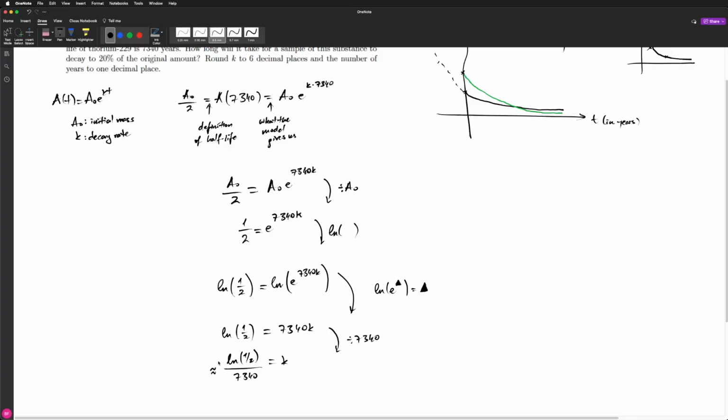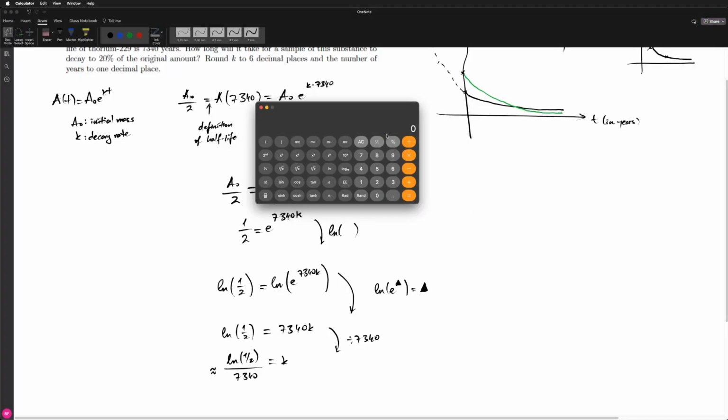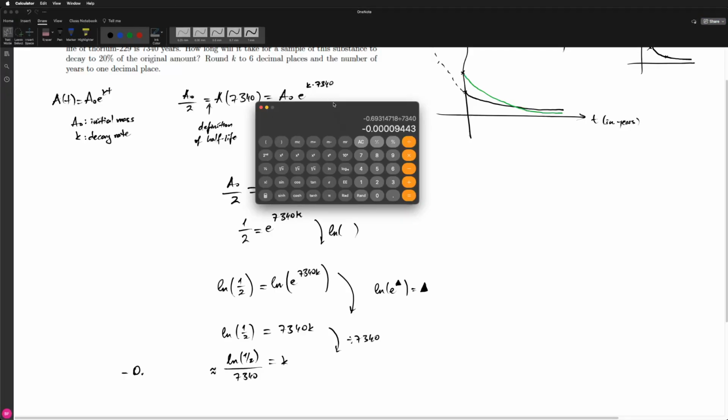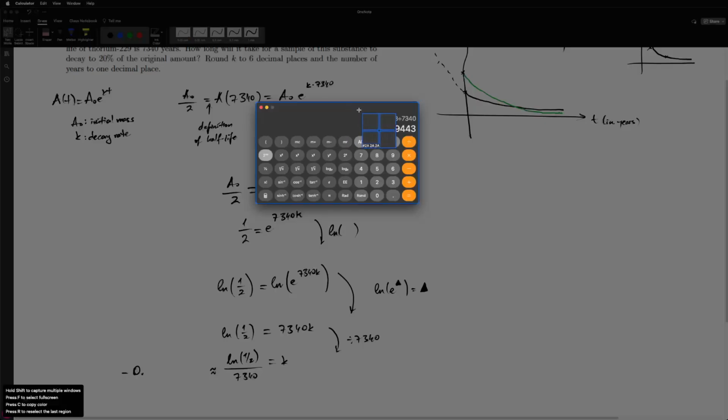And this number, now this here, I'm going to need my calculator. Let me bring a calculator. 1 over 2. I take ln of it, and I divide it by 7,340. So it's going to be a number like negative 0. Oh, it's gone. Maybe I'll just take a screen cap.